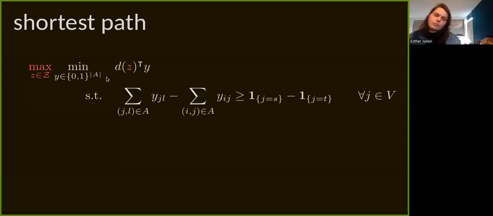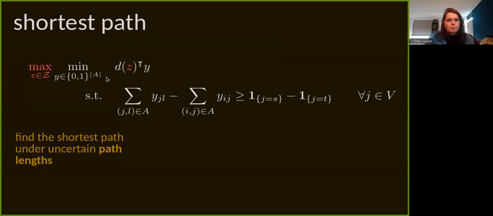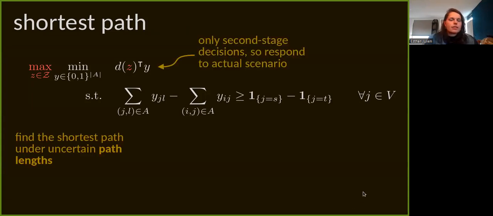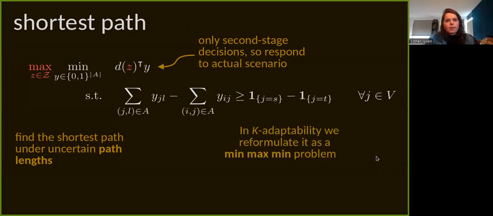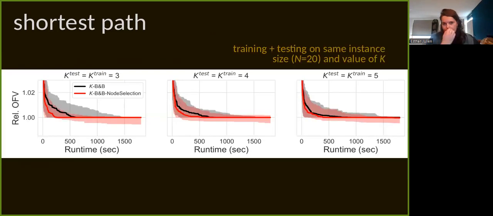We also applied our algorithm to the shortest path problem, so only with second stage decisions, and the uncertainty lies in the length of the path. And here we only have second stage decisions, but if you rewrite it again into K-adaptability formulation, then these Y copies are in the first stage, and then you have to decide in the second stage which k you select. Here we see the same kind of results as before, for the same instance size and k value.